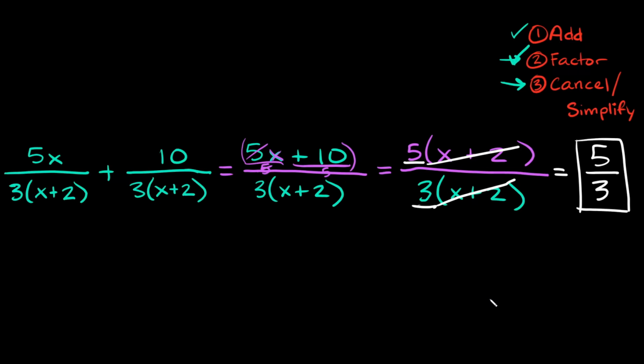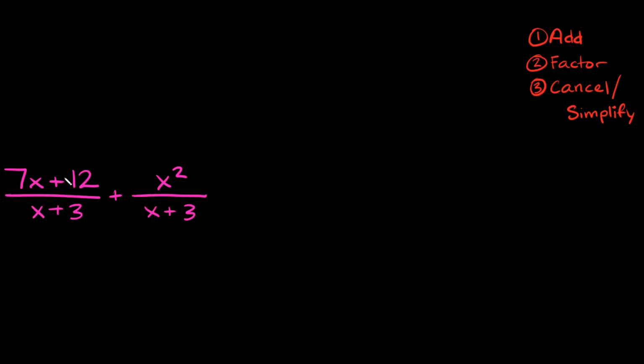Let's do one last example. All right, so here's our last example. Okay, so again, you can see that we have the same denominators, right? So we're going to say that this is equal to, keeping the same denominator right there, and then we're going to add the tops together, right? So we're going to have 7x plus 12 plus x squared, all right?